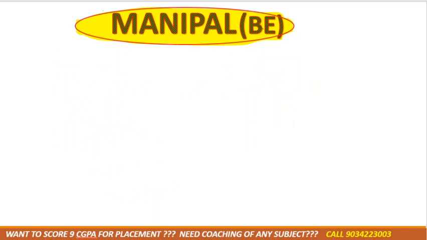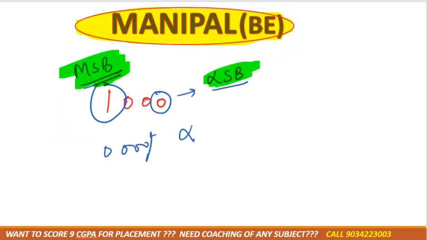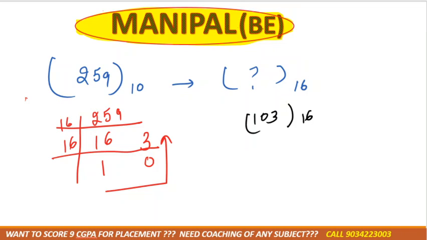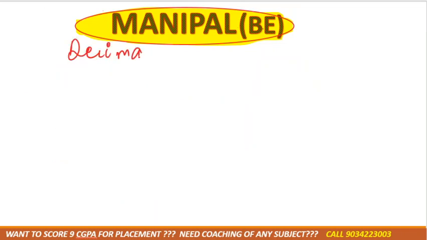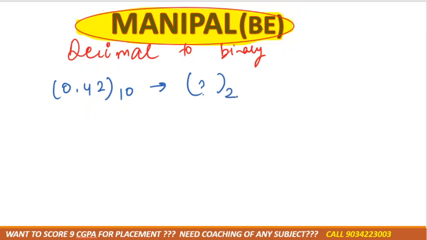Now the points are like decimal number to the binary number in the form of points. Till now we have studied decimal to octal, decimal to binary, decimal to hexadecimal. Now we'll study decimal to binary, but in the fractional point form. Like suppose we'll have 0.42. It's a decimal number. You need to convert it into the binary number. So we represent it like this in the base. So how will we do it?